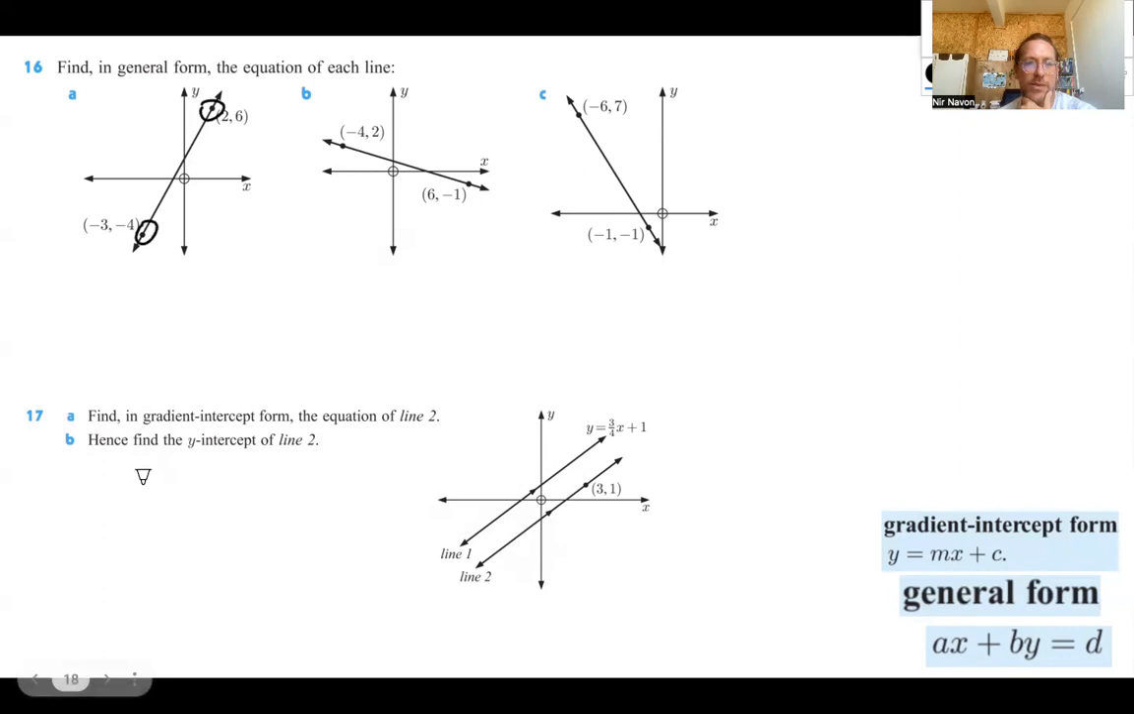Same for all those. Find in gradient-intercept form the equation of line 2. So here there's a trick. We see it's parallel, but it's not enough. I see this notation here, meaning those 2 lines are parallel. Using this arrow means they are parallel. So we have to see that.